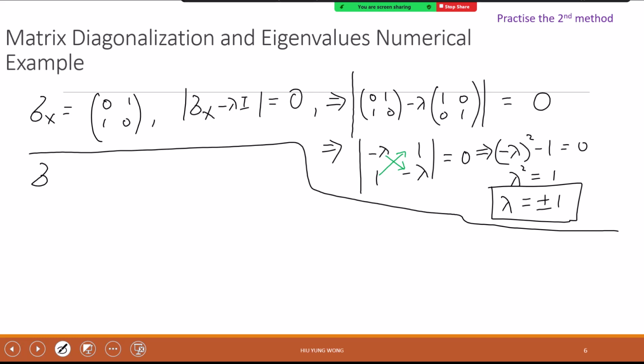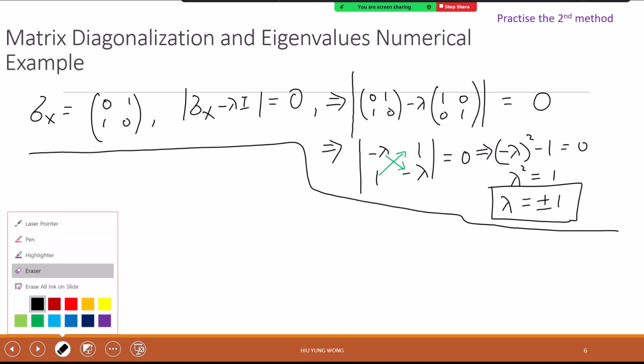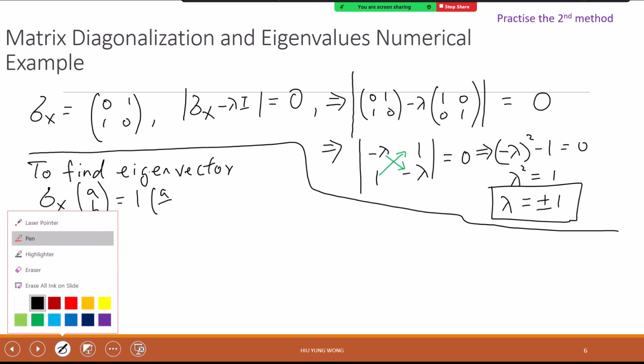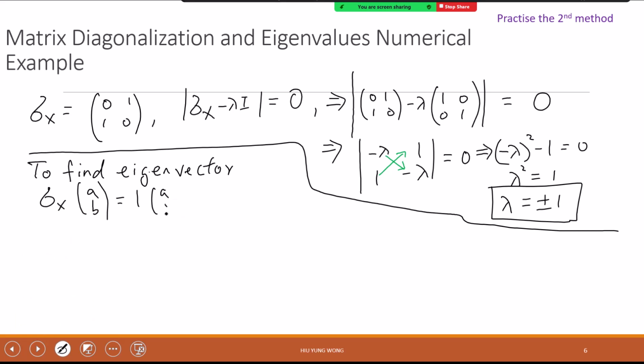So we say sigma x times, let me write clearly. You will feel that I'm repeating something I was doing before because they are just equivalent. So it's no surprise that they are equivalent. They are similar, but I just want you to be aware of this. To find the eigenvector, of course, we have sigma x times (a, b). I will assume the eigenvector is (a, b) equals to lambda times (a, b), and we start with lambda equal to 1.